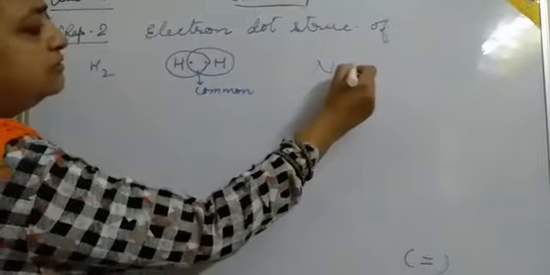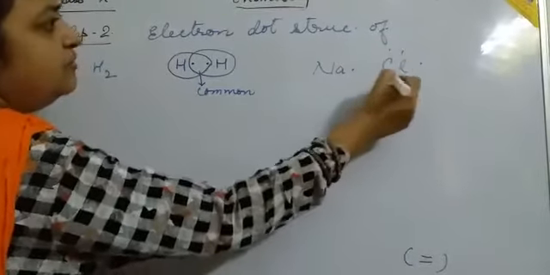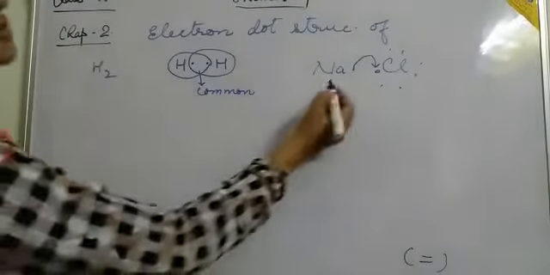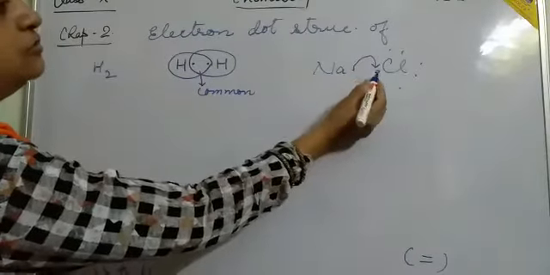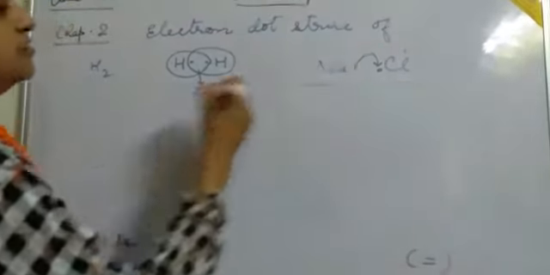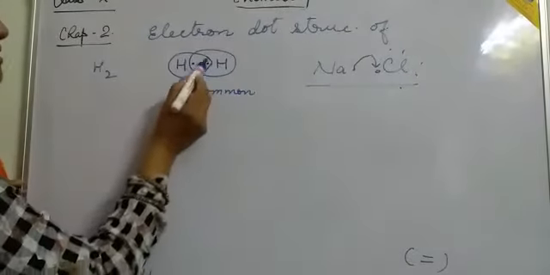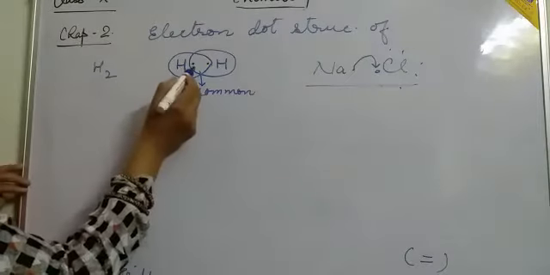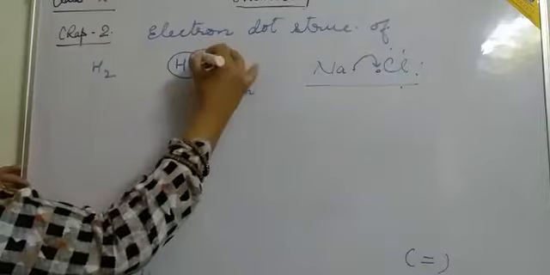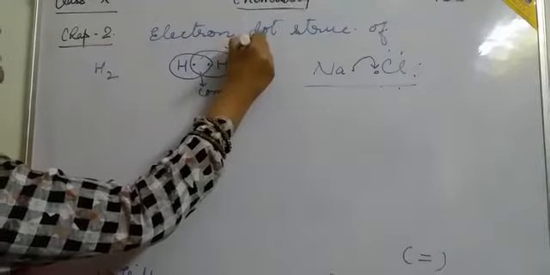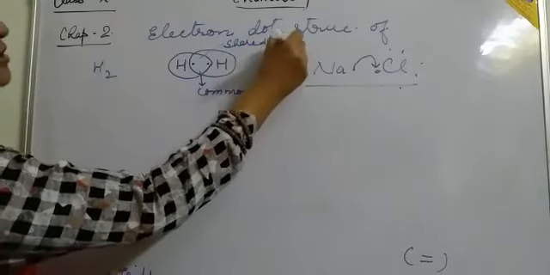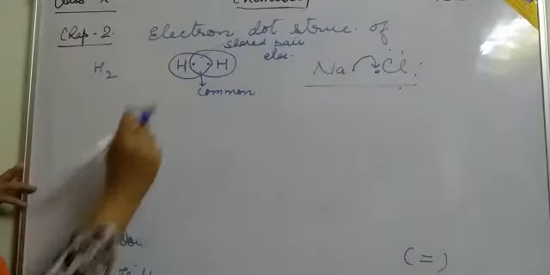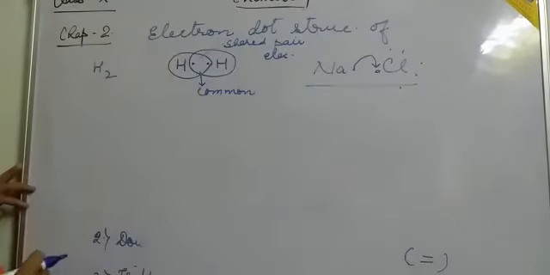In electrovalent bond we use this type of arrow to denote the transfer of sodium electron to chlorine electron, but this is not used here. You must make a circle so that the shared pair of electrons, these two, are enclosed. So both the atoms share this pair of electrons, one from this hydrogen and another from this one.